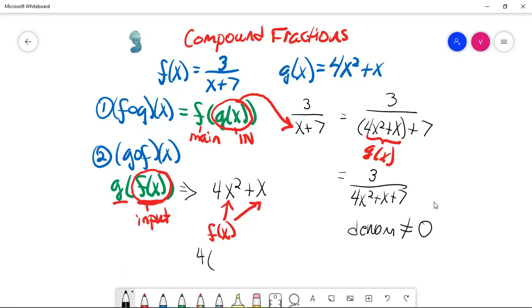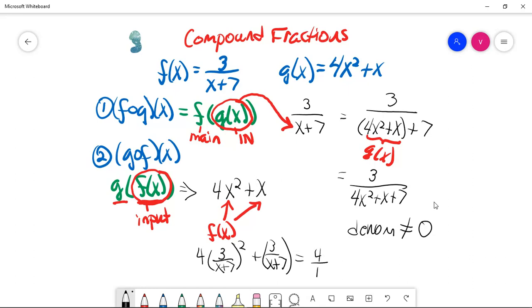4 times 3 over x plus 7 squared plus 3 over x plus 7. Okay, so we need to clean that up. Here we go with some fractions. Okay, so 3 squared over here. So 3 over x plus 7 squared.